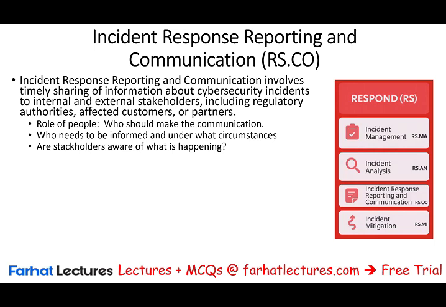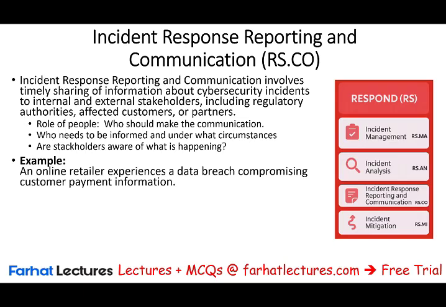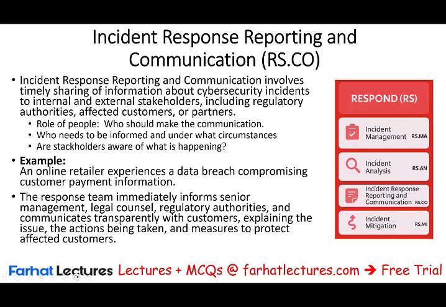If you should be aware, are you aware of what's happening? How do we know if you should be aware or not? Based on policies and procedures that we already have in place. Not after the incident happened, we try to figure out what we need to do. We should have a plan ahead of time. And this is what we mean by incident response reporting. How are we reporting and communicating this information?